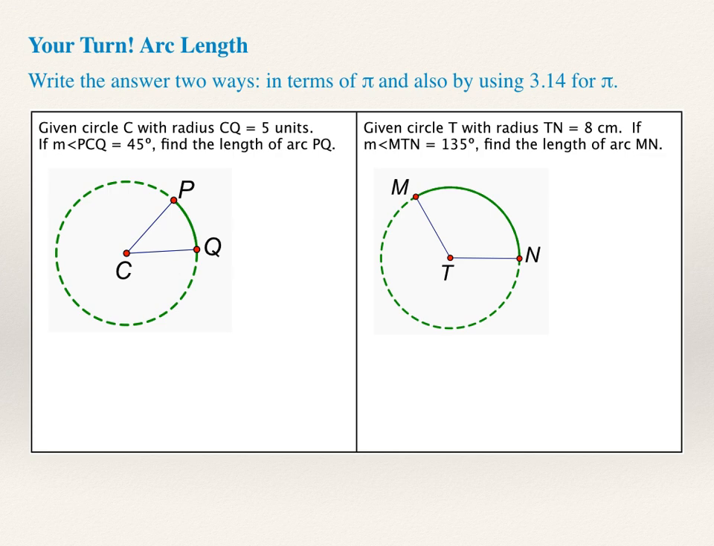Start with the formula. And substitute in your values. Your radius is given as 5, and the measure of the arc is 45.